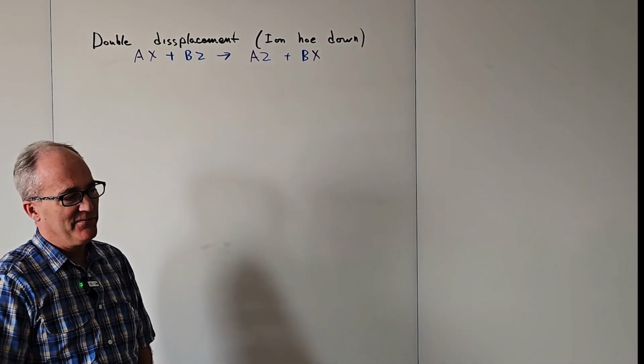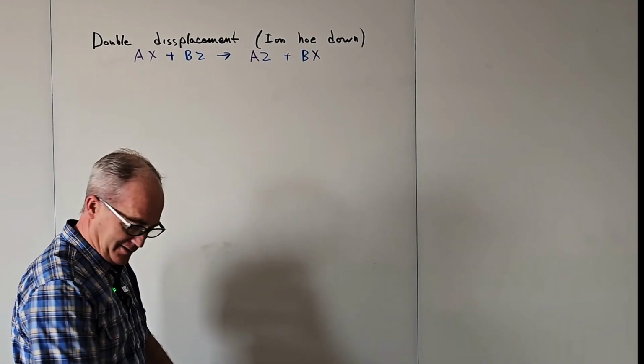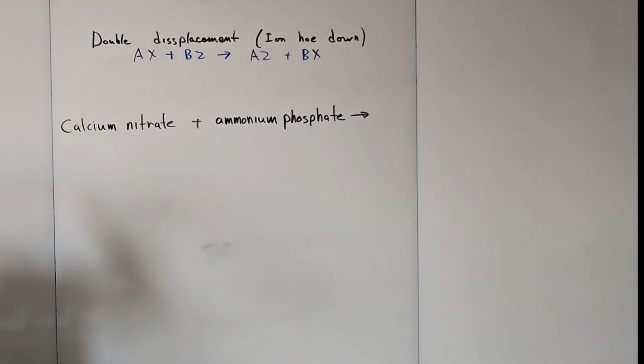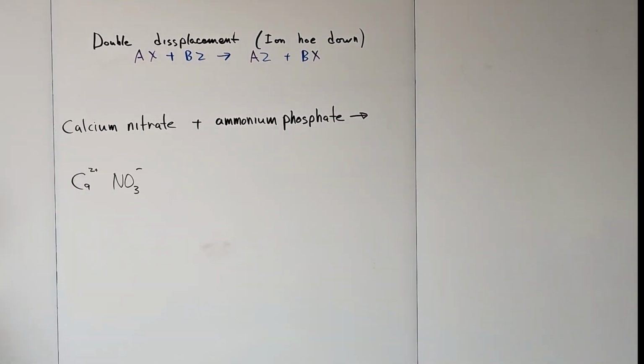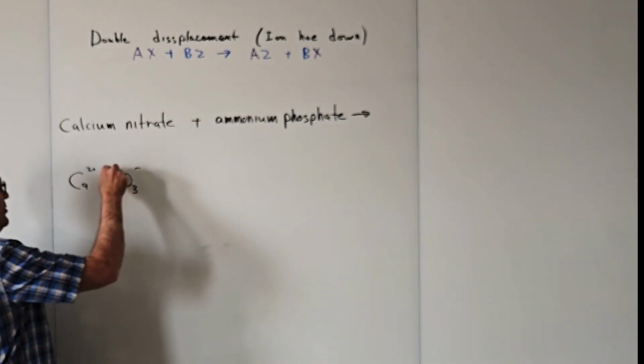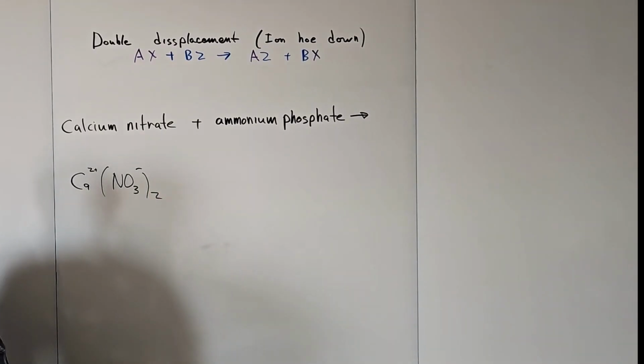So how do you feel about the ion hoedown? Let me dream up the most difficult double displacement I think I can think of. Calcium nitrate and ammonium phosphate. All right, what's the formula for calcium nitrate? So -1, +2, we're gonna need a 2 like that.